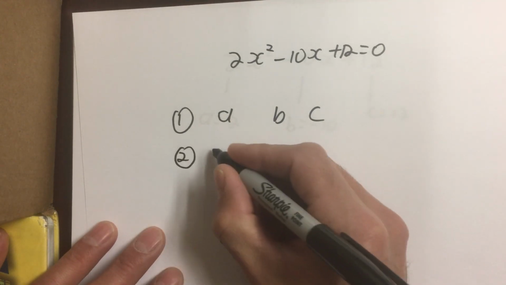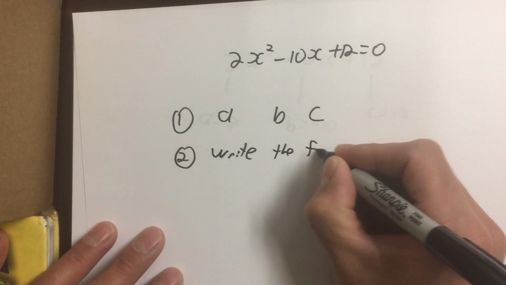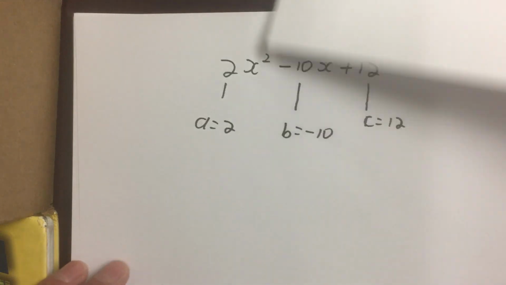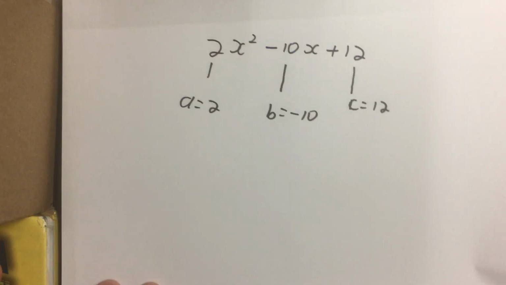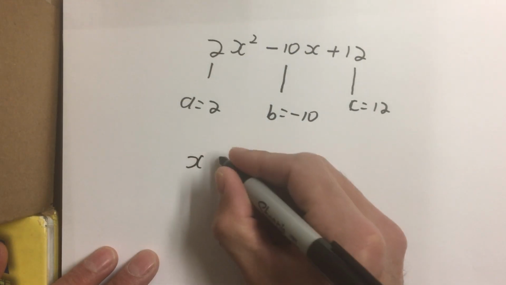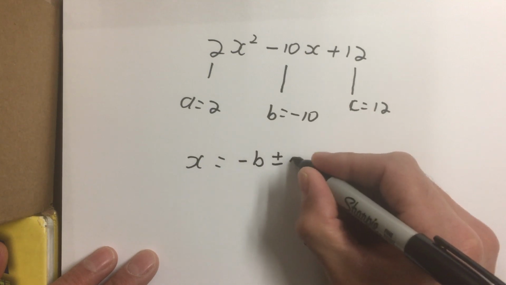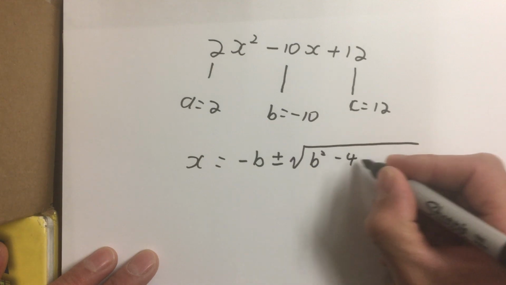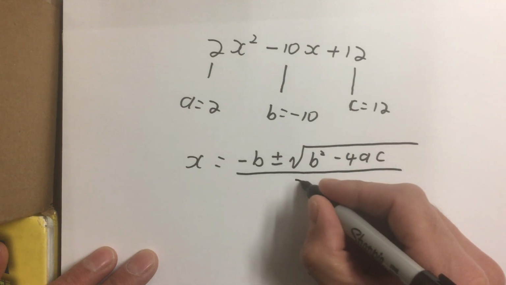Second step, write the formula. Now, you don't need to at this point memorize it, but I want you to write it down each time. So the quadratic formula is that x is equal to negative b plus or minus the square root of b squared minus 4 times a times c, all divided by 2a.